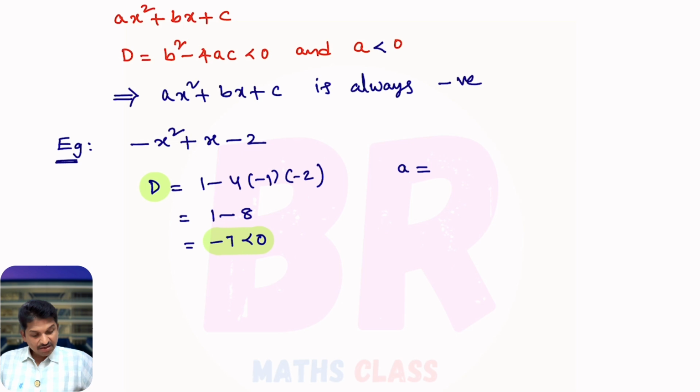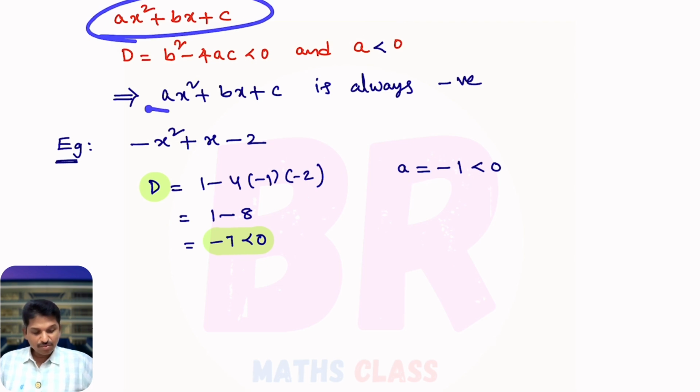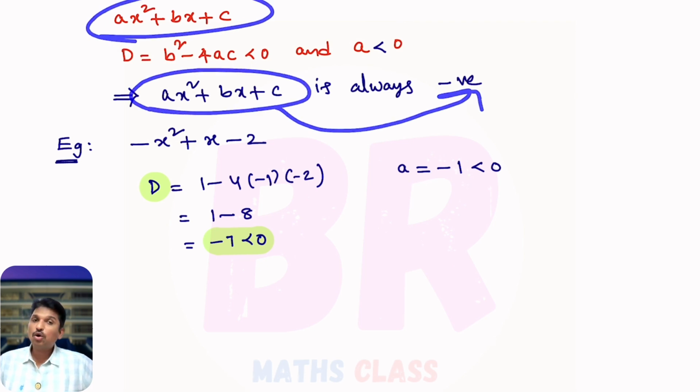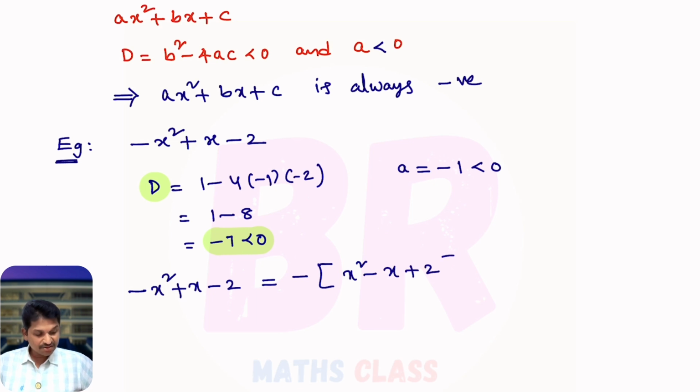Okay. And a is what? X square coefficient, which is minus 1. Minus 1 is negative. So whenever a is less than 0 and discriminant is also less than 0, then this expression ax square plus bx plus c is always negative. If you want, you can check by taking this example. Here you see minus x square plus x minus 2 is there. Now you take minus common. Then what will this become? This will become x square minus x plus 2.